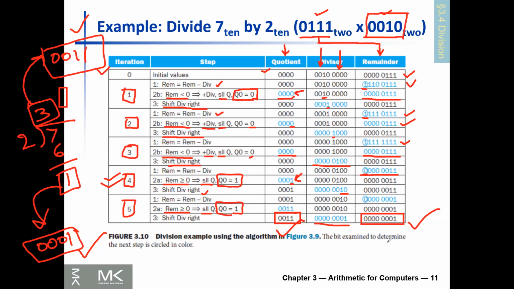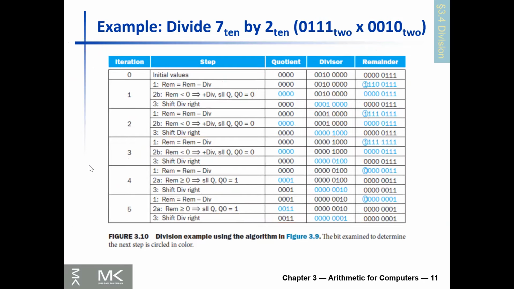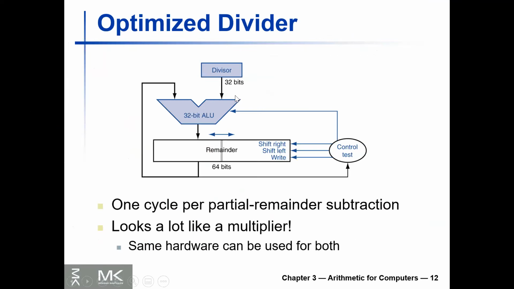Okay, which is that. The next thing is the optimized divider. So here, what is the optimization? Yani when it is performing addition, at that time shifting right of the divisor, and shifting left of the quotient will be happening parallelly. So this way we can save the time and we can make the process fast.